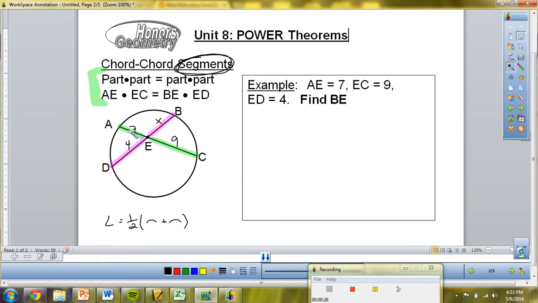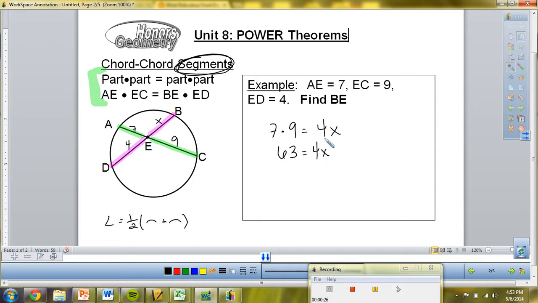We have AE is one part of my green chord, which is 7. And EC is the second part of my green chord. So I multiply part times part. Then I want to multiply the parts of my pink chord. So I'm going to multiply 4 times X. So 7 times 9 gives me 63. And that's equal to 4X.